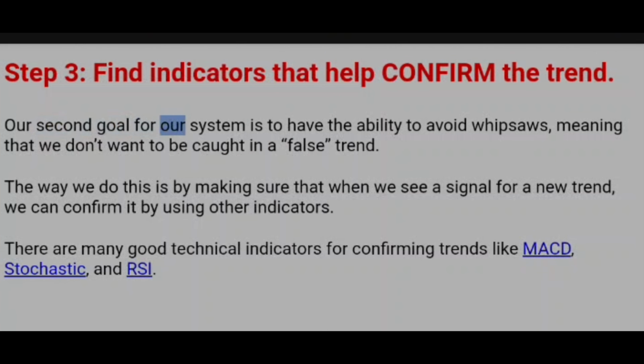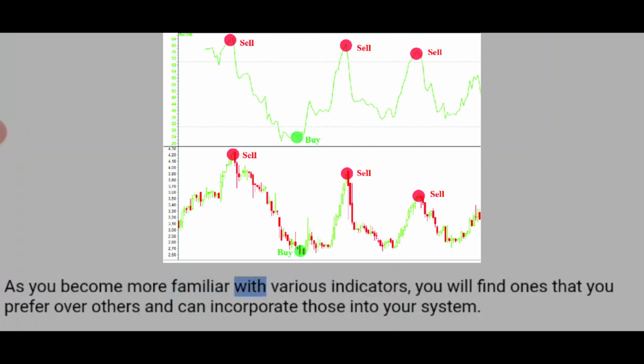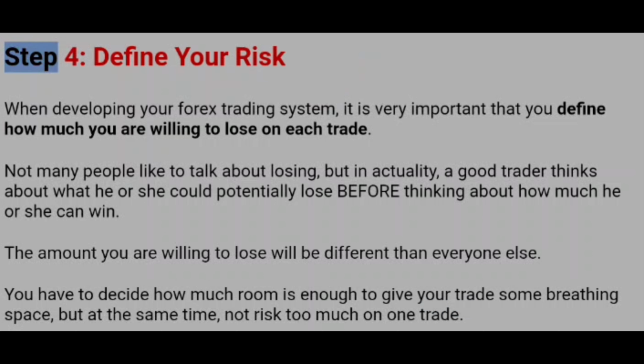Our second goal for our system is to have the ability to avoid whipsaws, meaning that we don't want to be caught in a false trend. The way we do this is by making sure that when we see a signal for a new trend, we can confirm it by using other indicators. There are many good technical indicators for confirming trends like MACD, stochastic, and RSI. As you become more familiar with various indicators, you will find ones that you prefer over others and can incorporate those into your system.